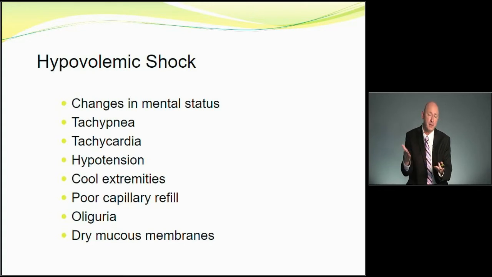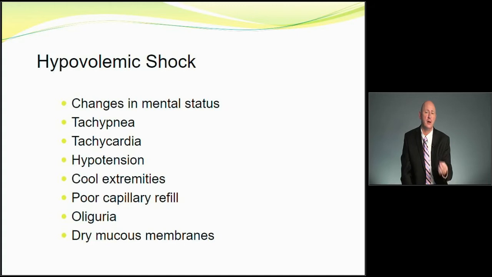Tachycardia also is a compensatory mechanism. It's trying to increase cardiac output. Hypovolemic shock, you're going to see the hypotension. You're going to see cool extremities. Why? Because now blood is being pulled towards the vital organs. It's no longer worried about the extremities. So this is where sometimes that mottling starts occurring in the body. Of course, poor capillary refill.